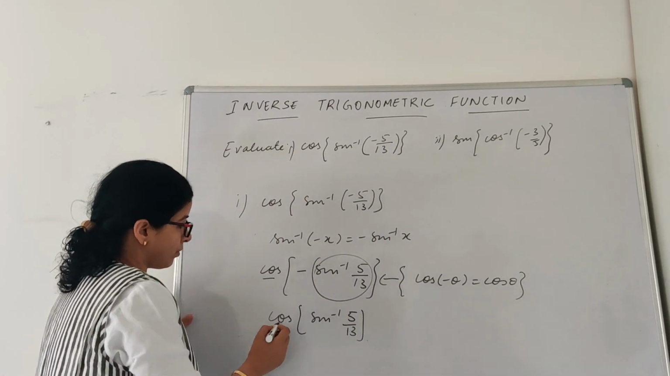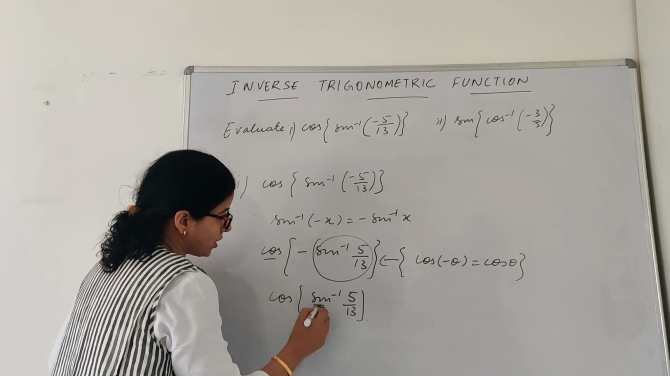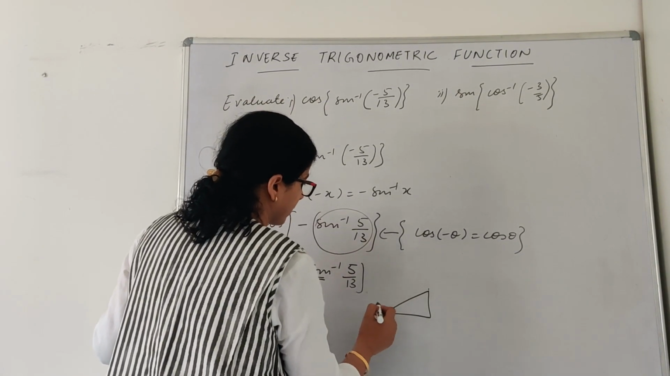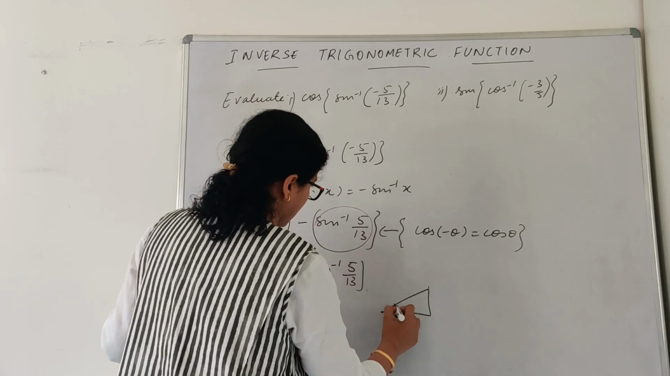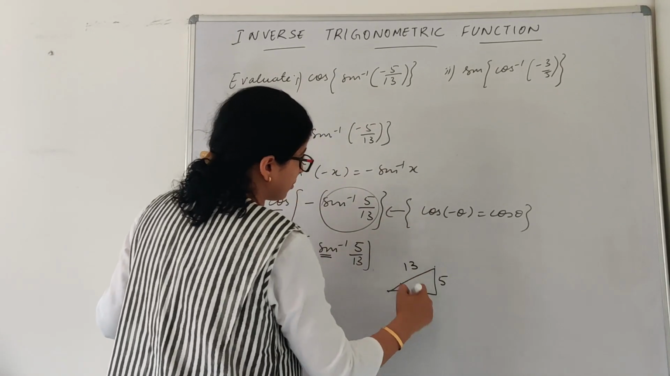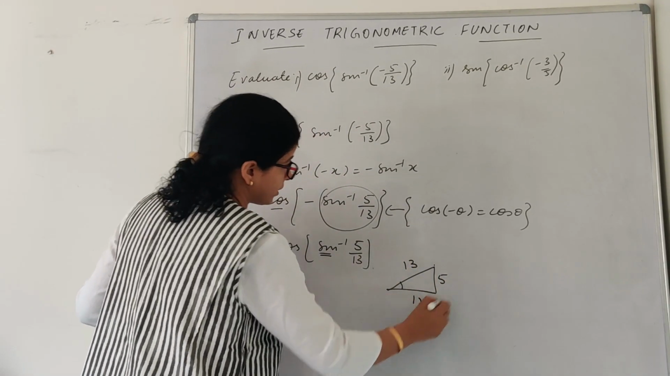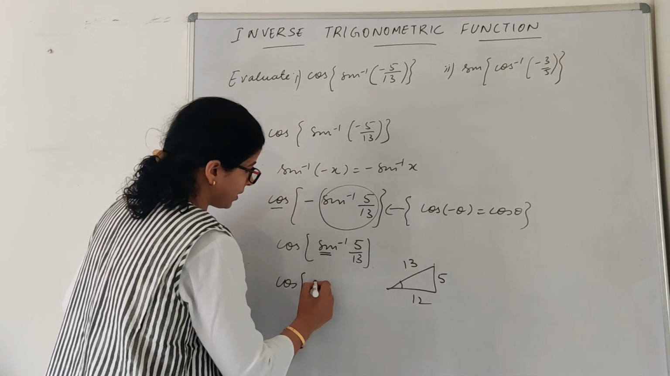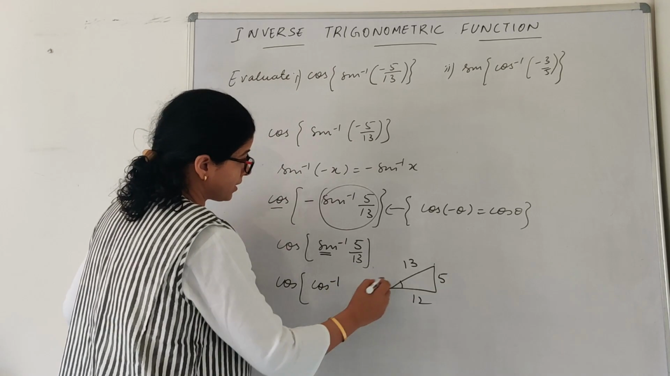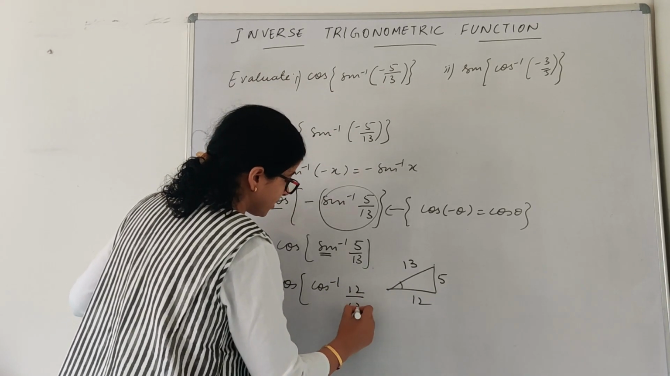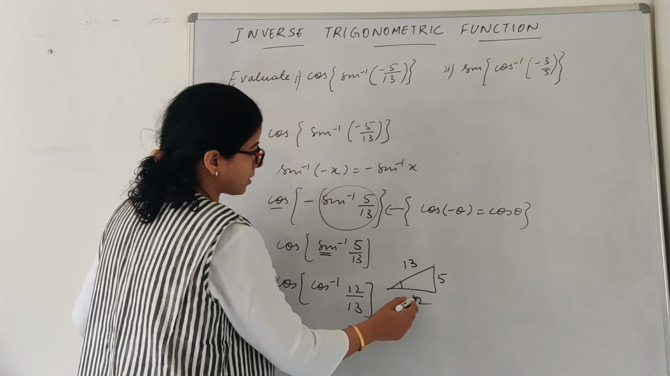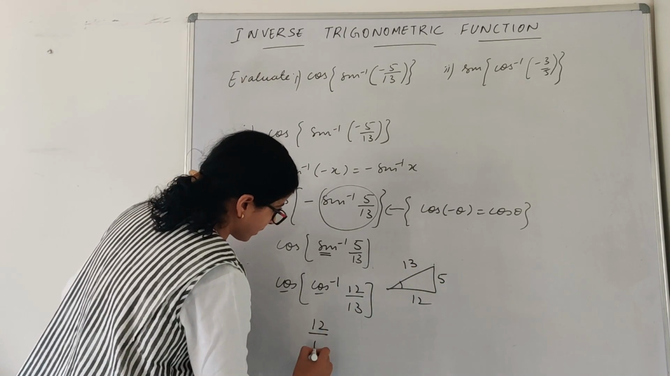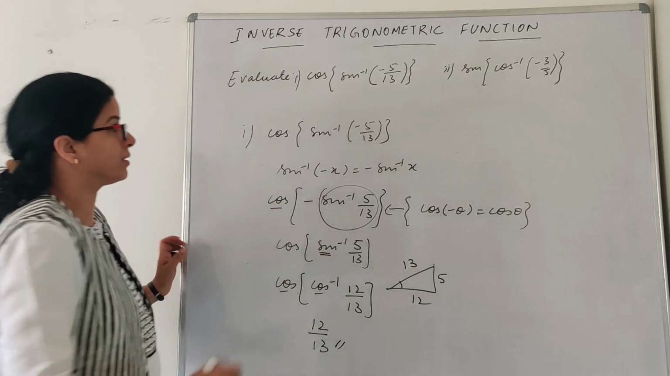Right. Now what I have to do? I have to change into cos inverse using the triangle method. So this is my 5, this is 13. Using the Pythagorean triplet, this will be 12. So what will come here? Cos inverse 12 by 13. What is my cos? Base by hypotenuse. So 12 by 13 is cos. So 12 by 13 is my required answer.